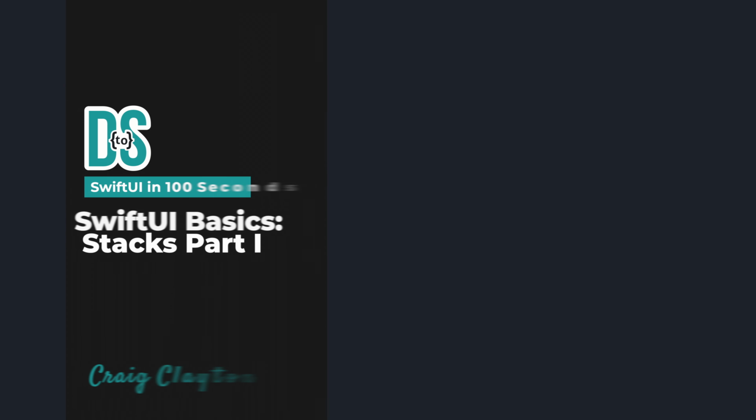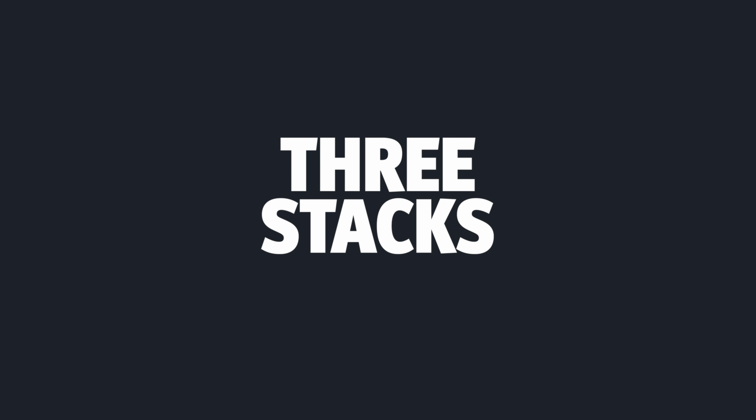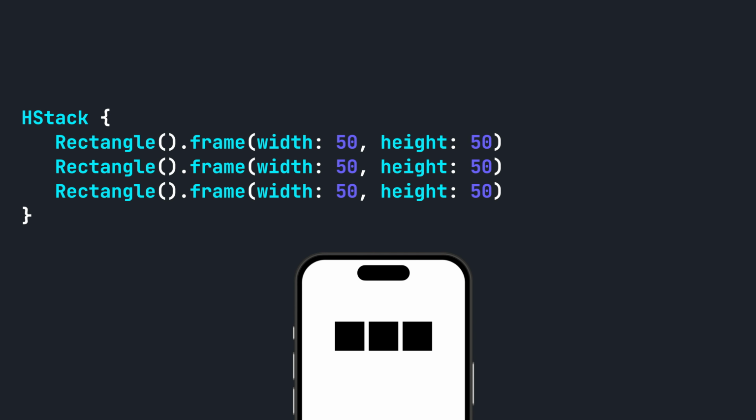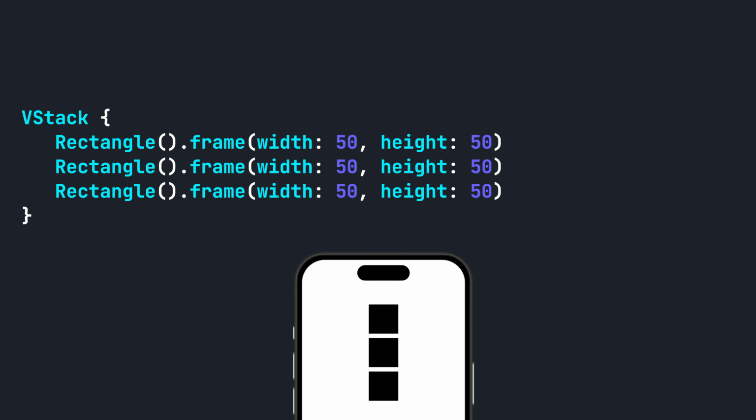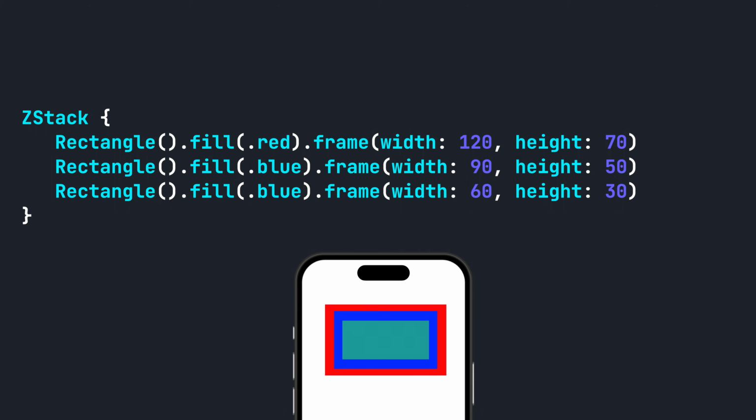In SwiftUI, there are 3 stacks, which give you control for arranging the views in your app: the HStack, the VStack, and the ZStack. The HStack is a horizontal stack that displays all contents within it horizontally. The VStack is a vertical stack that displays all its contents within it vertically. Finally, the ZStack displays its contents stacked or layered on top of each other.